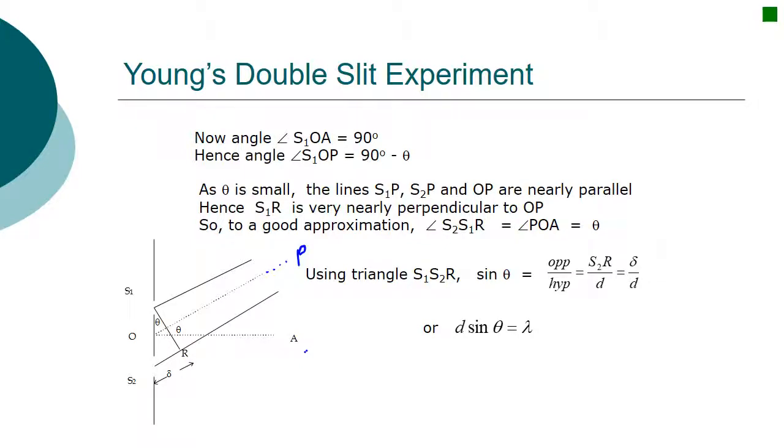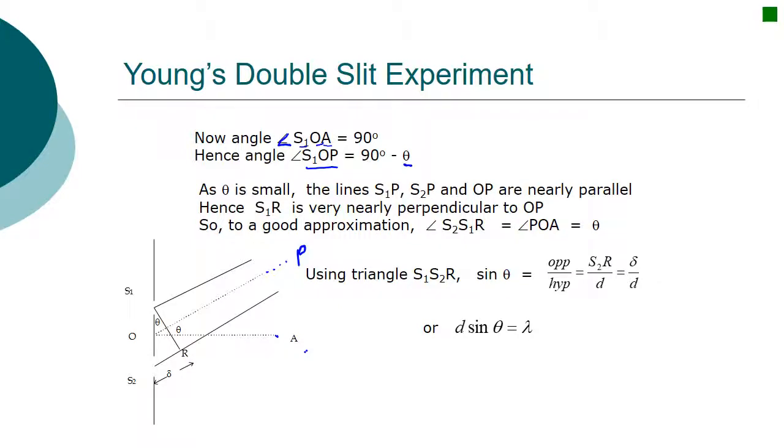If you haven't seen an angle symbol before, that's what this is: the angle between S1, O and A. So there's S1, O which is over here, and A which is over here. You can see that is 90 degrees. So the angle between S1, O and point P is going to be 90 degrees minus whatever our theta value is.